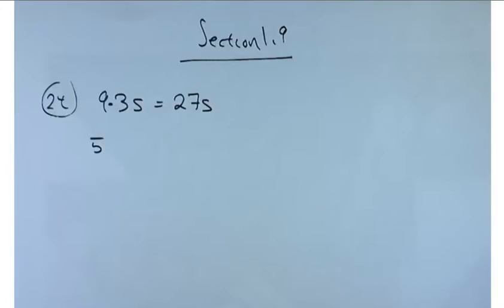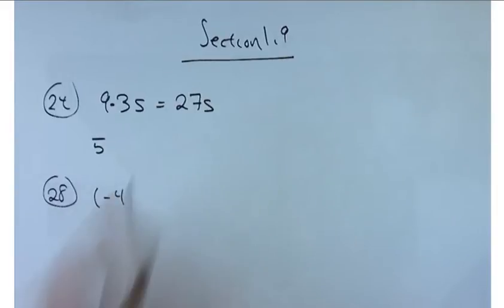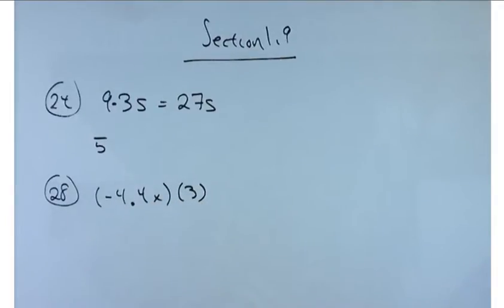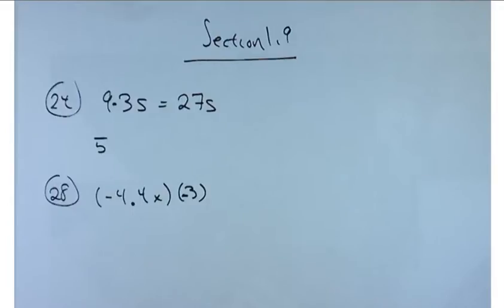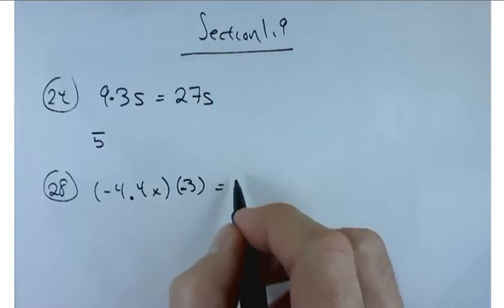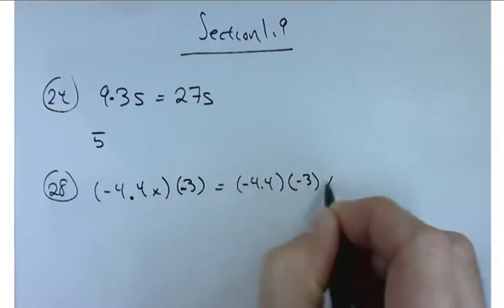Let's look at a problem like number 28. Negative 4.4x times negative 3. Now, what's true about multiplication is that you can multiply things in any order that you want. So it's convenient for me to change up the order that I'm going to multiply things in. Let's do negative 4.4 times negative 3 times x.